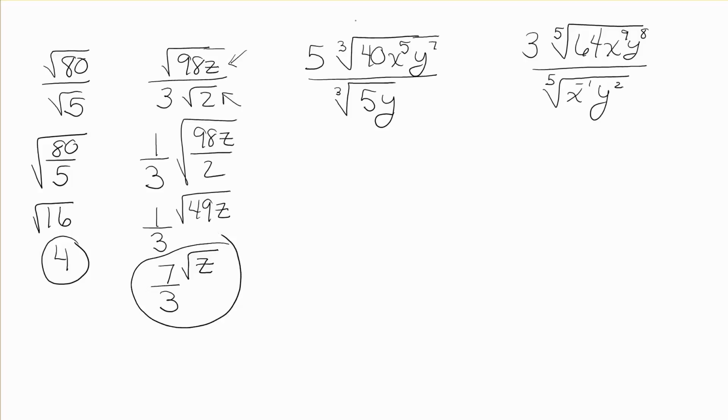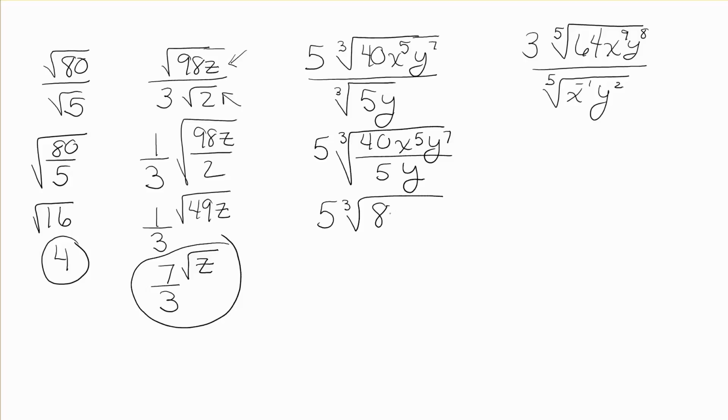Let's do the same here. We have 2 roots, one in the numerator and one in the denominator. They both have the same index, so let's combine them under one radical, one cube root. We have 40x to the 5th, y to the 7th over 5y. Let's reduce what we have here. So we get 5 cube root of 8, x to the 5th, y to the 6th. We're looking for perfect cubes. So I know 8 is a perfect cube. Cube root of 8 is 2, so I get 5 times 2.